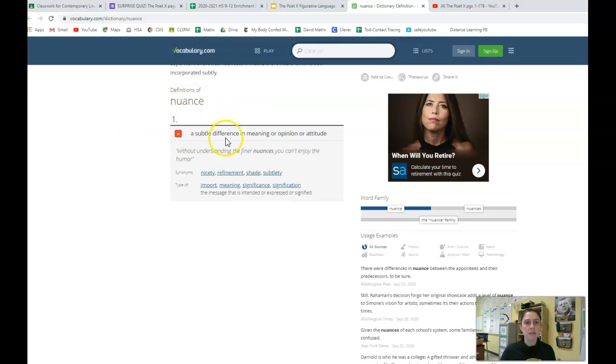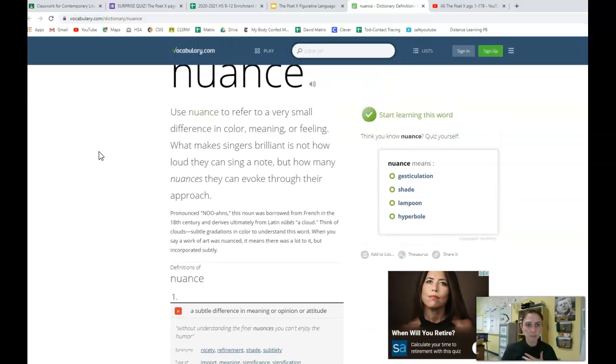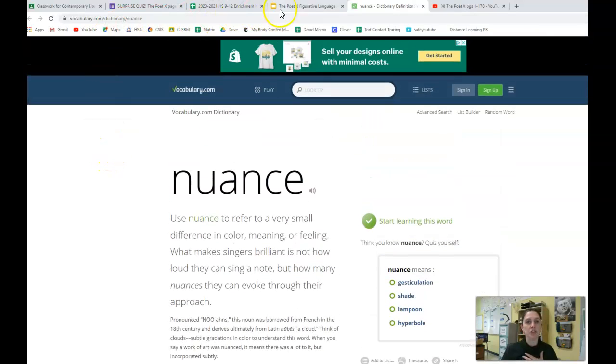A nuance is a subtle difference in meaning or opinion or attitude. Those subtle little details can cause you to have a shift in difference, like different shades of gray. We know that there's the darkest gray that looks almost like black, and then there's the lightest gray that looks almost white, and in between are all of the nuances of gray. So I can say something is gray, but really there's more to it than that. What kind of gray?